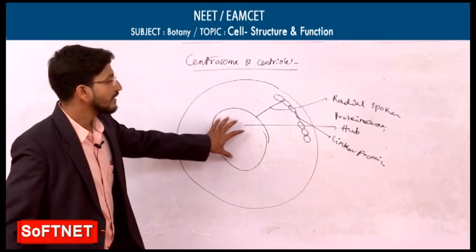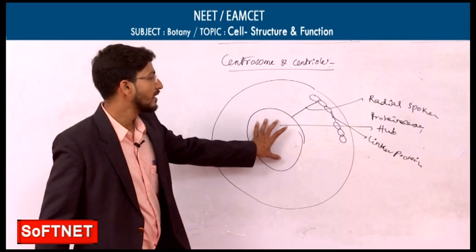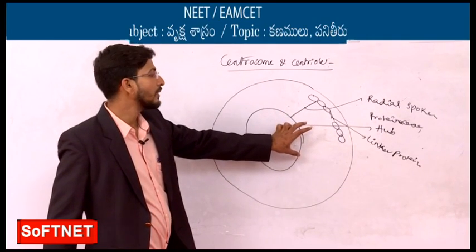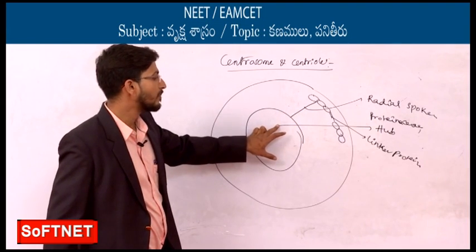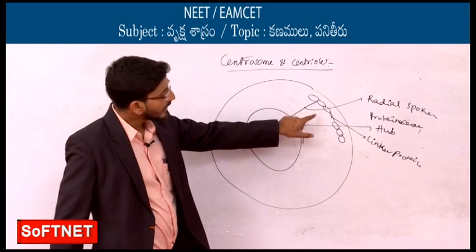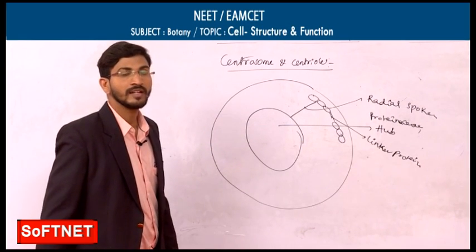Generally, the central core is made up of a proteinaceous hub, which is surrounded by the nine triplet molecules. These nine triplet molecules are attached to the central hub with the help of radial spokes. These proteinaceous triplets are also interconnected with proteinaceous fibers.